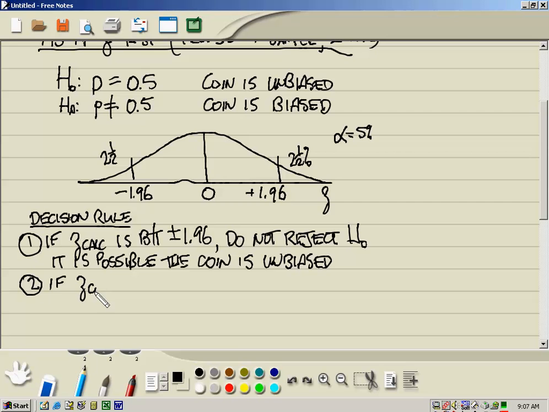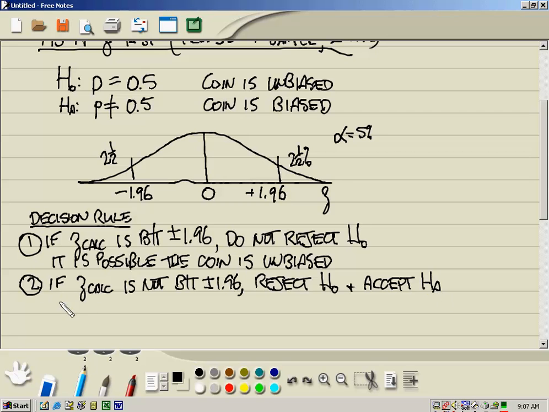Alternatively, now for the rejection region, if z-calc is not between plus and minus 1.96, then the sample value is sufficiently far enough away from the 50%. Alright, and so I'm going to reject the null and accept the alternate. And for the interpretation, it is likely the coin is biased.